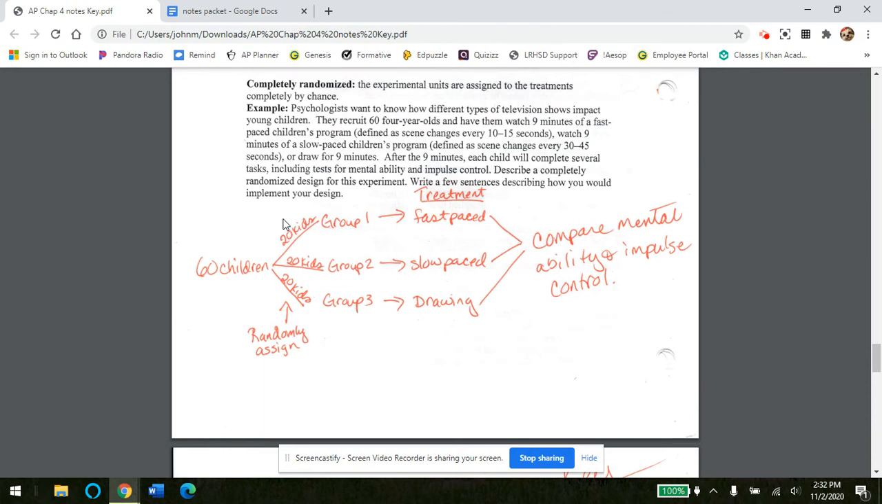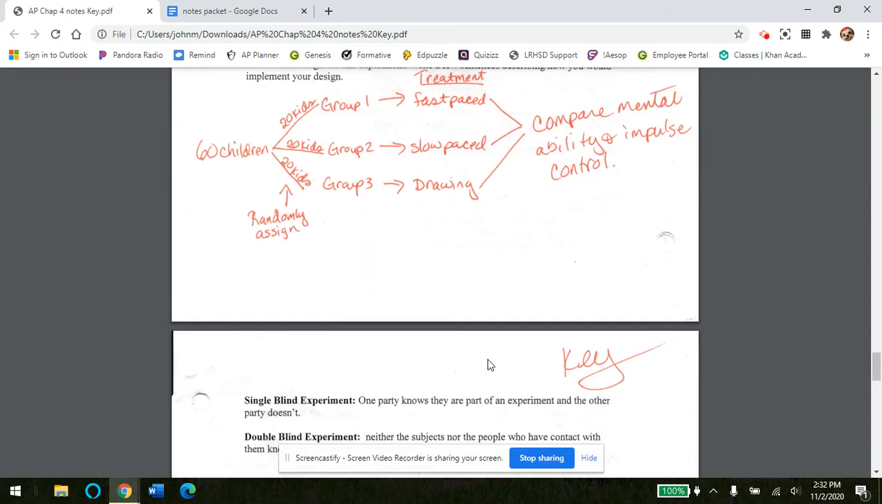So, completely randomized: I just took all 60 kids and I randomly split them up into 3 groups. You have to identify how you're going to randomly assign into the groups.